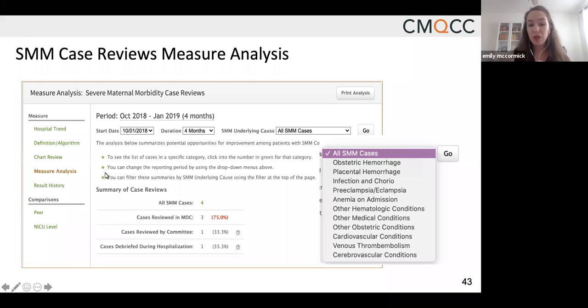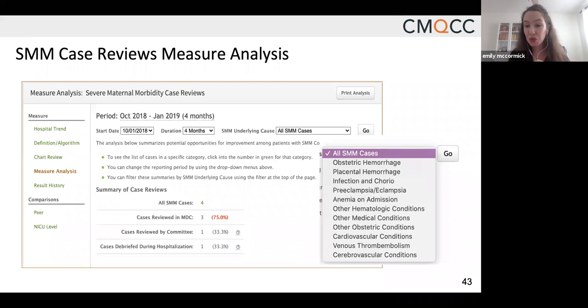And so first, we'll give you a summary of your case reviews for that time period. So we can show you, okay, you had 4 SMM cases during this 4-month period. You reviewed 3 of them in the maternal data center, and of those 3, 1 was reviewed by committee and 1 was debriefed during the hospitalization. You can also filter by underlying cause. And so if you want to look at all of your preeclampsia cases, you can then mark down, I want to filter by preeclampsia underlying cause, and then see how many of those preeclampsia cases were debriefed during the hospitalization, or how many of those hemorrhage cases were debriefed.